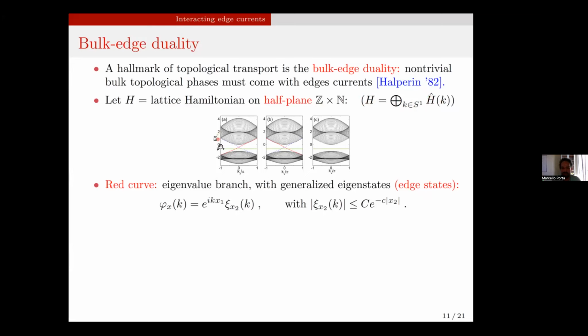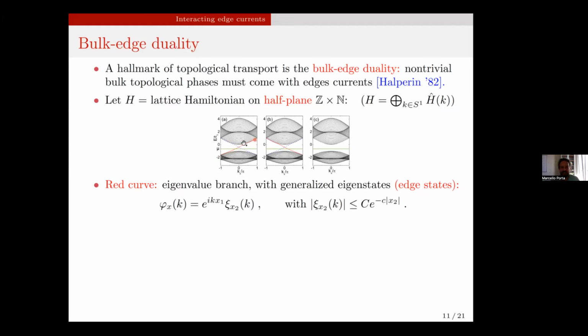And then you might want to look at the spectrum of this H hat K, and this is what I'm doing here. This picture plots the spectrum of H hat K as a function of K, for K on the circle. For a given K, the spectrum is given by some gray bands, which would agree with the spectrum of the system without the boundary. So it's somehow the bulk spectrum. But on top of it, you might have eigenvalues that correspond to points on this red curve. And as a function of K, they draw curves that emerge from the lower band and dive into the upper band, closing the spectral gap.